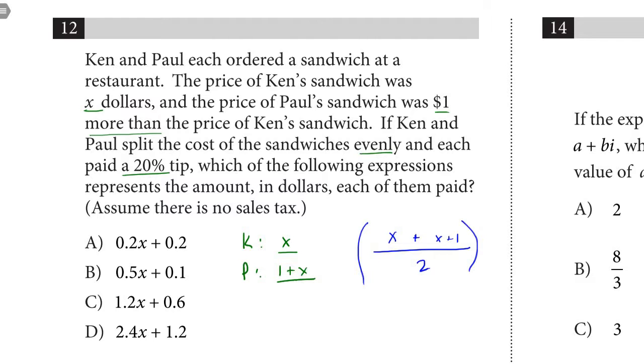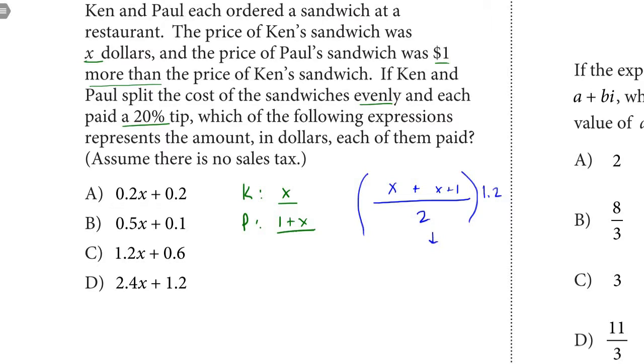If you're multiplying it by less than 1, you're decreasing it. If you're multiplying it by more than 1, then you are increasing it. So this is going to be times 1.2, right? That's how we represent an increase of 20% for the tip. Now, we want to simplify this.